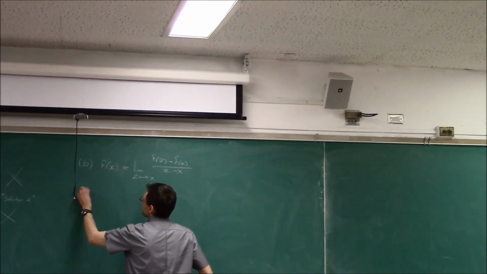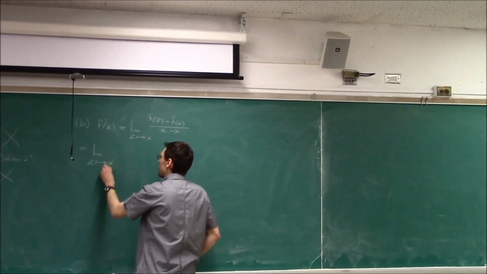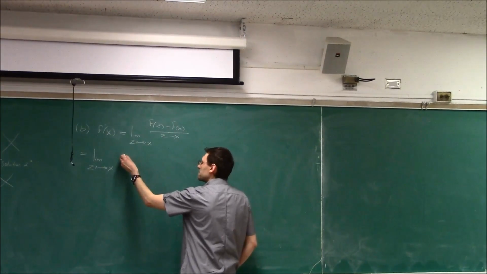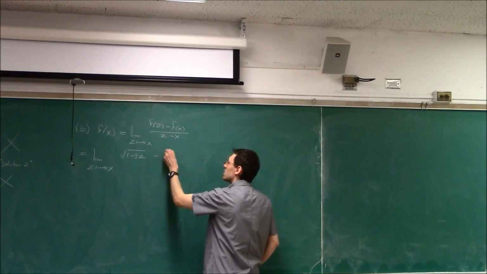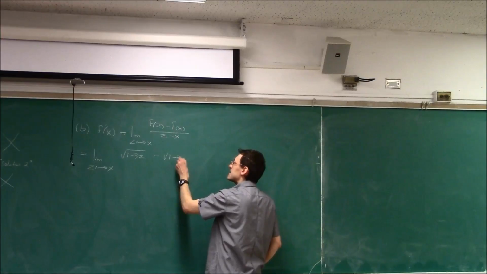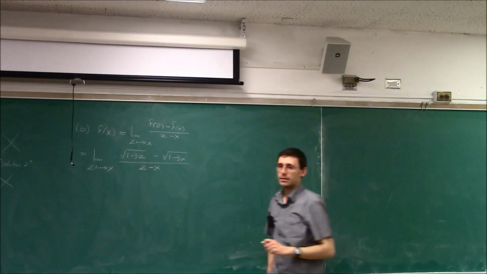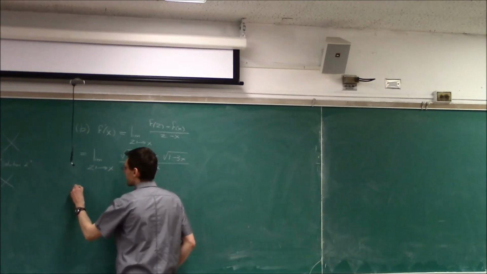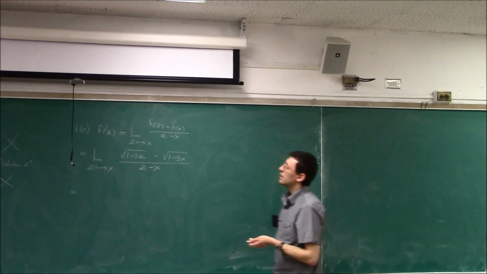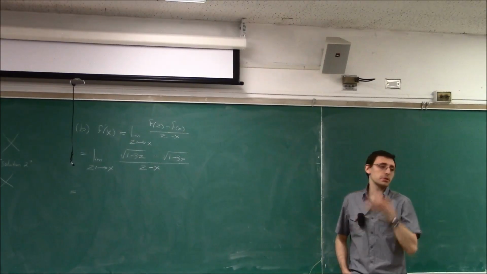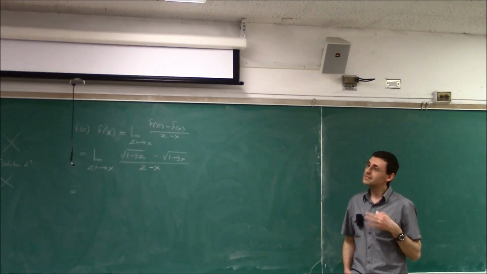Now what is this? This is the limit as z goes to x of root of (1 minus 3z) minus root of (1 minus 3x) over z minus x, correct? What is this? Now, what do you do here? You stare at it, what do you do with it? Don't be scared. It's okay.